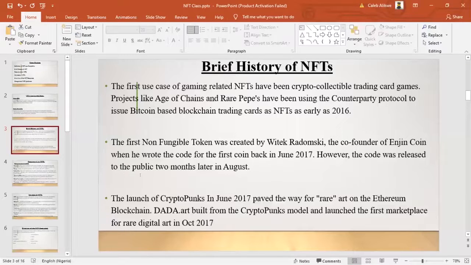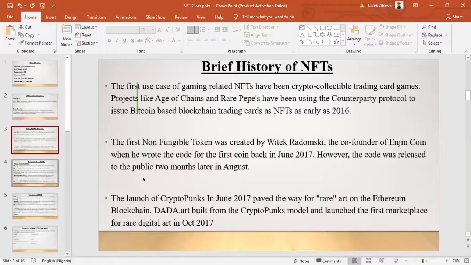The first non-fungible token was created by Wojtek Radomski, the co-founder of Enjin Coin, when he wrote the code for the first coin back in 2017. However, the code was not released until 2 months later in August. The launch of CryptoPunks, which is one of the most popular NFT ecosystems right now, in June 2017, paved the way for rare arts on the Ethereum blockchain. Data.art built from the CryptoPunks model and launched the first marketplace for rare digital arts in October 2017.